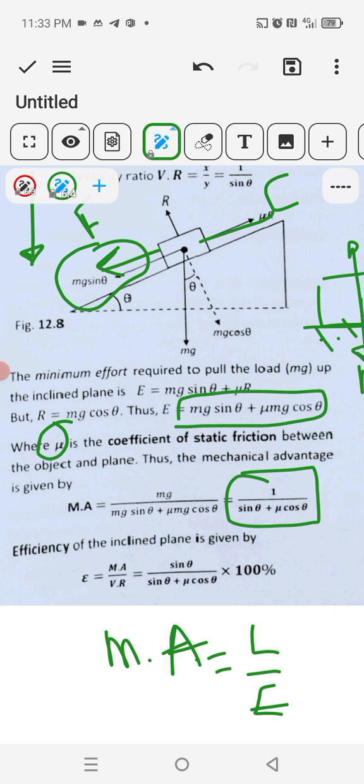This is only if there is friction. Assuming there is no friction, it will not be like this. This mu cos theta part will not be there. If there's friction, mechanical advantage is 1 over sin theta plus mu cos theta. Then what will be the efficiency?